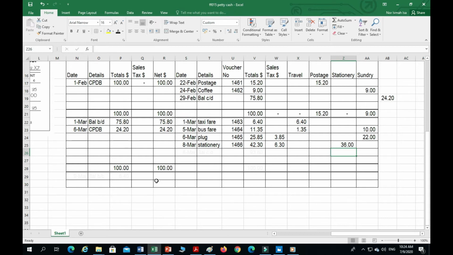Okay, we balance this at the end of March. Since we assume that there are no expenses claimed by the staff, we close this petty cash. So first we need to calculate how much is the amount being claimed. So this is 85. And this is the imprest amount.